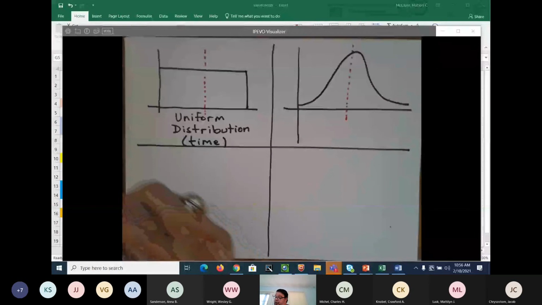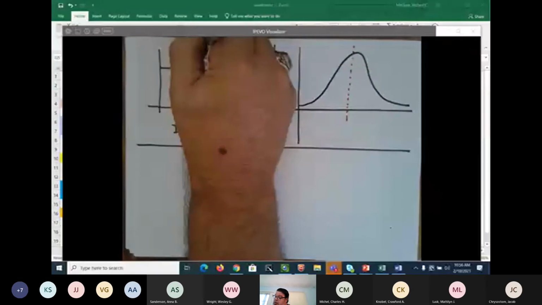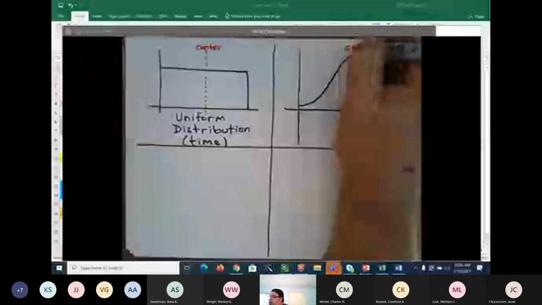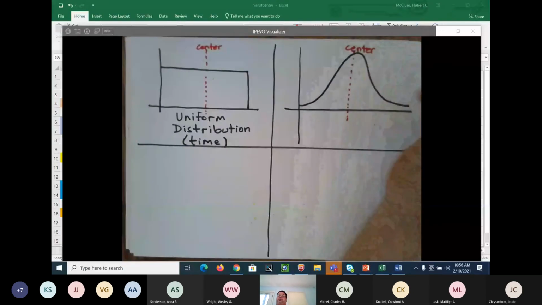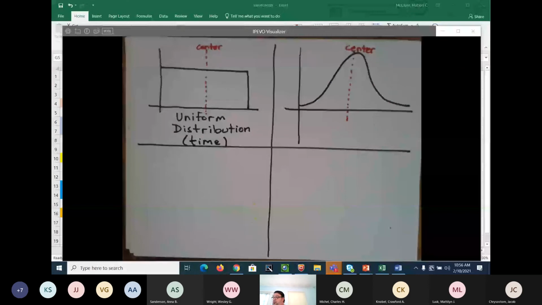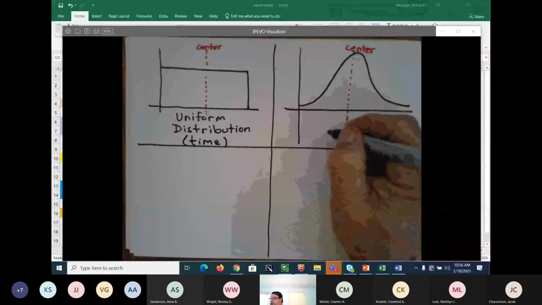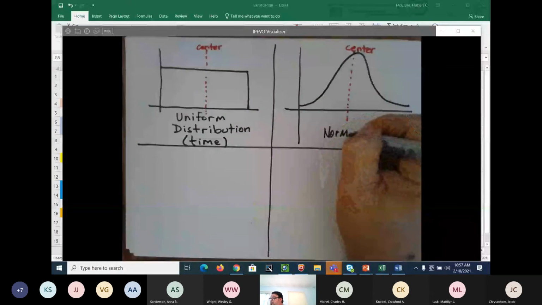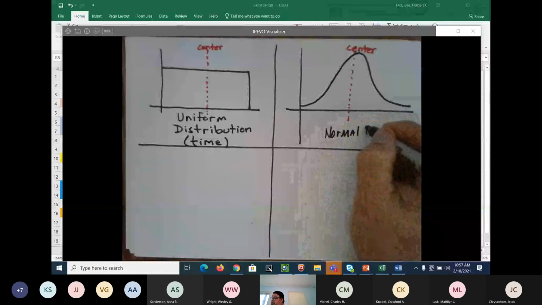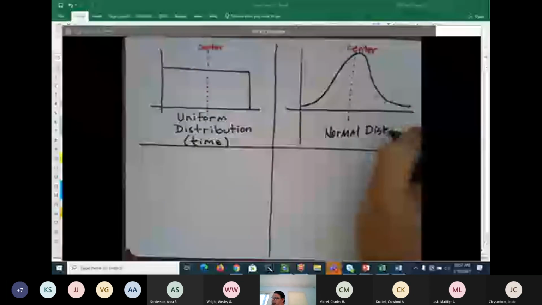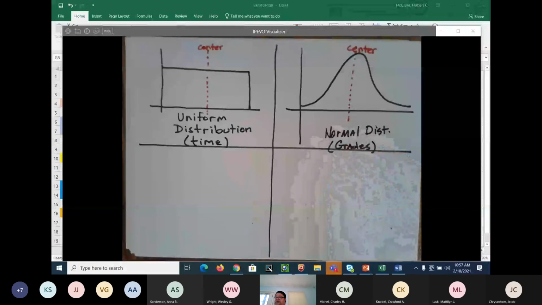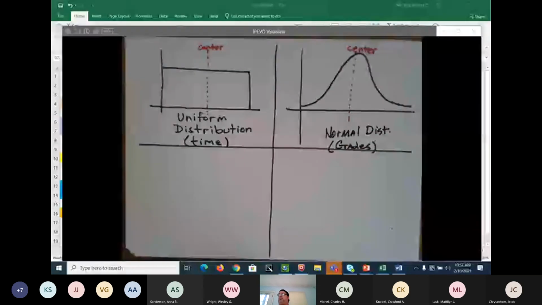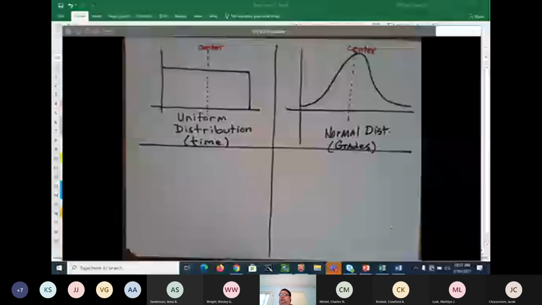All right, remember, in statistics, we put everything or compare everything to the center. So this is normal distribution. Normal distribution, usually think of grades in a class. That's an example. Ages in a class, the average age.